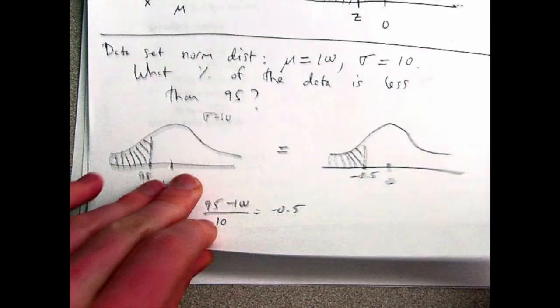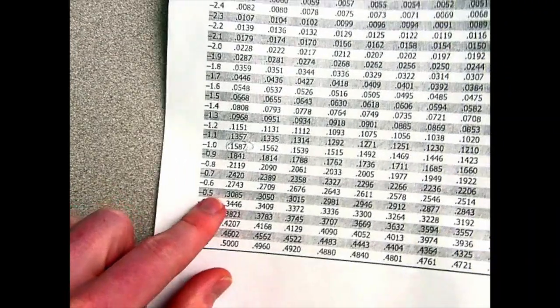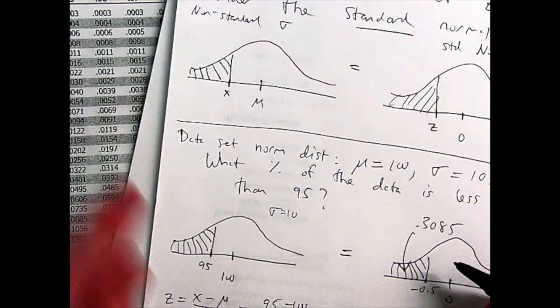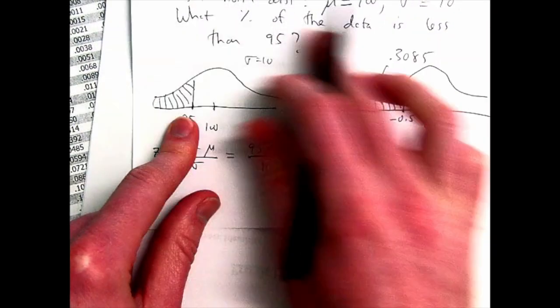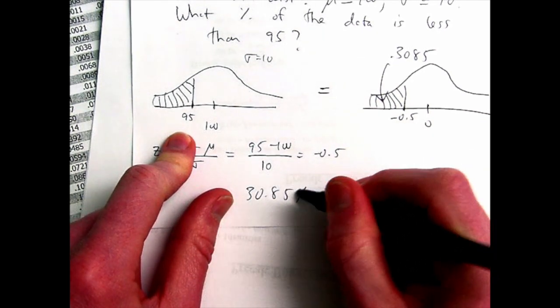And this area is something we can actually look up in our table. We need to look up the z-value of negative 0.5, which I guess would be negative 0.50, in the first column here. That would be 0.3085. So this region here has an area of 0.3085, which means that this original region also has an area of 0.3085. So what percentage of the data in our distribution is less than 95? The answer is 30.85%. Okay, that's how that works.